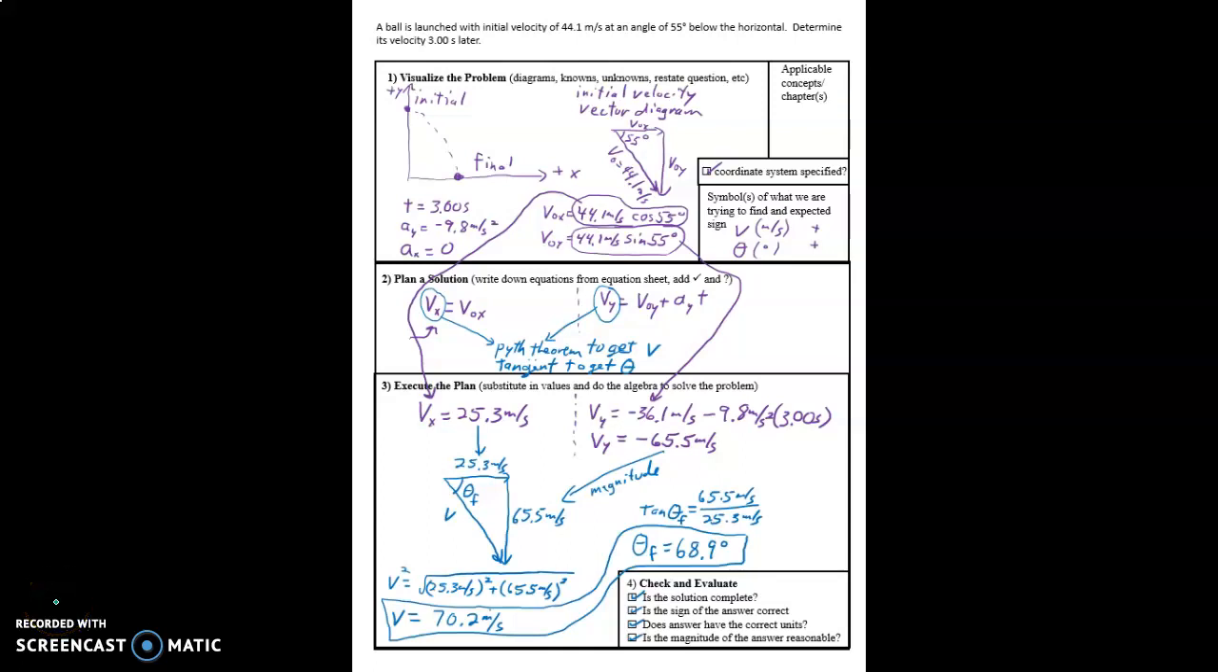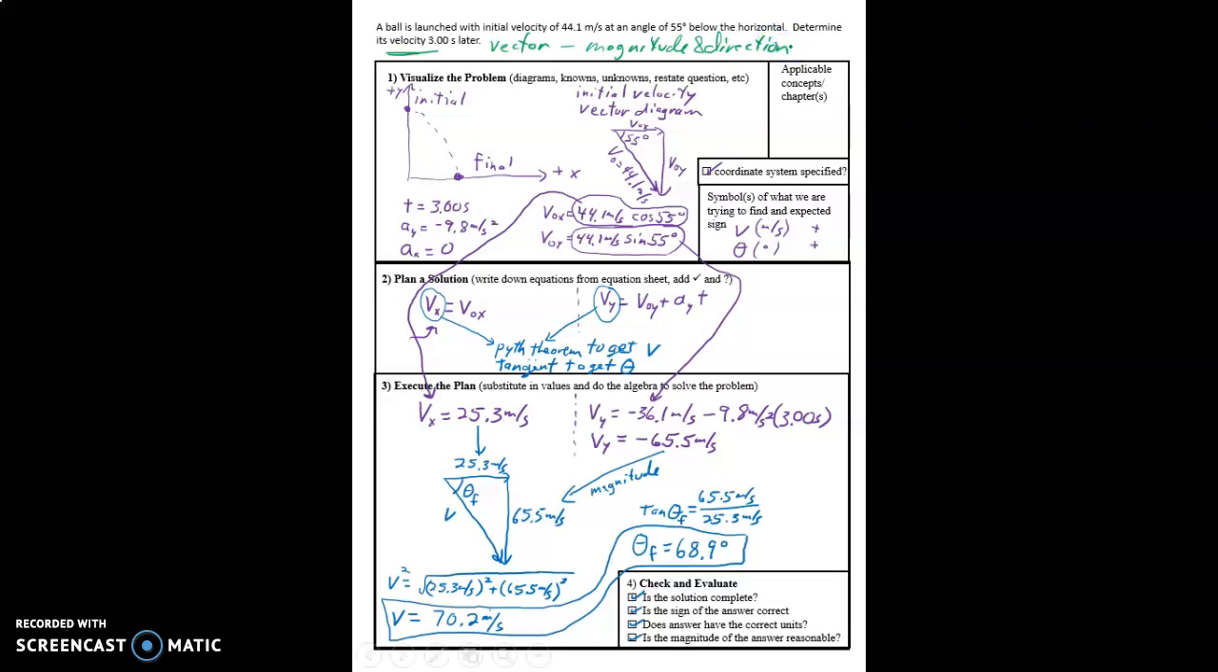In this video, I'll talk about the problem in your packet. It's actually an example, and it's worked out almost entirely in the packet, but here I've presented it on the problem-solving template. And so we see that we're asked for velocity. Velocity is a vector, and vectors have magnitude and direction.